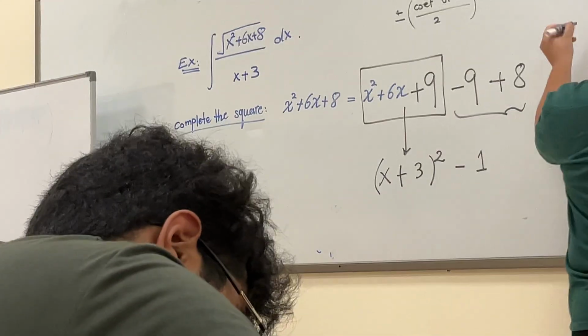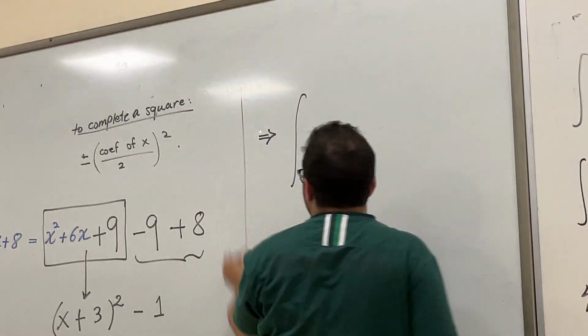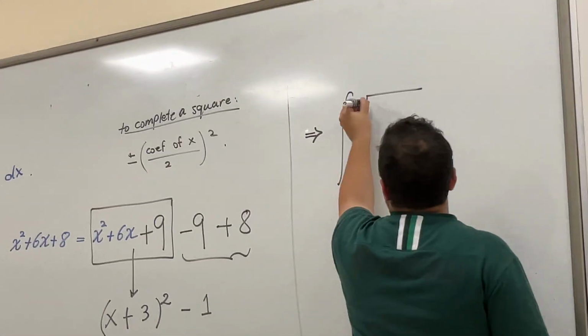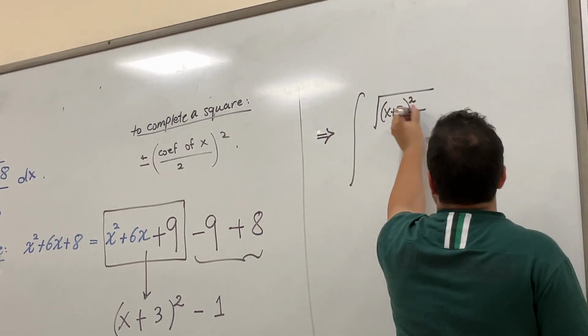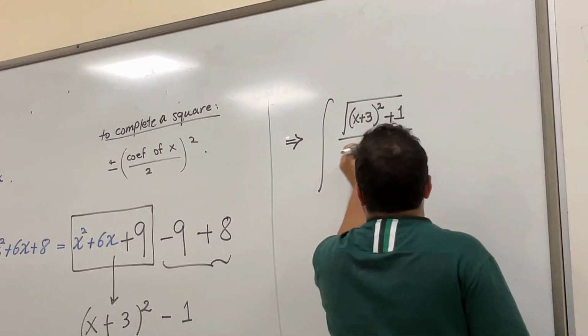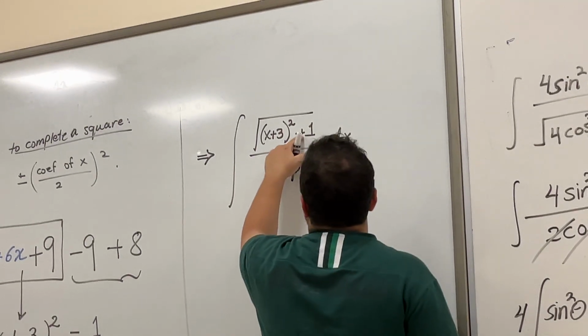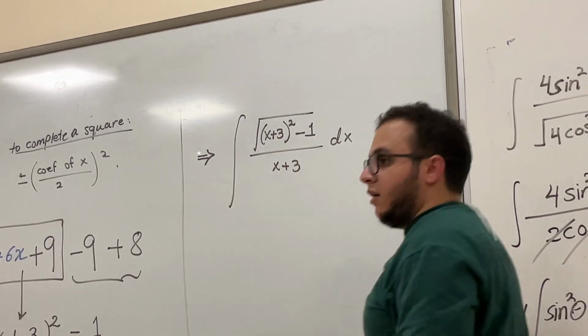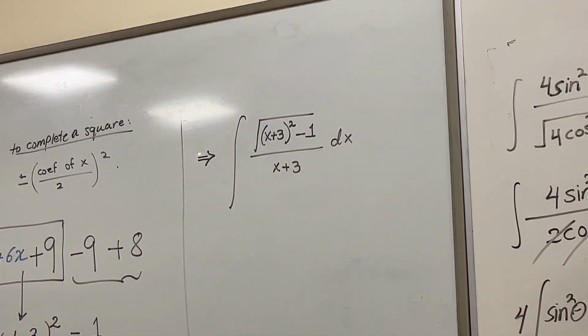So the question becomes what? The question becomes the integration of root of x plus 3 squared minus 1, divided by x plus 2. Sorry. Does that make sense? Yes. Okay. Now what's the substitution?